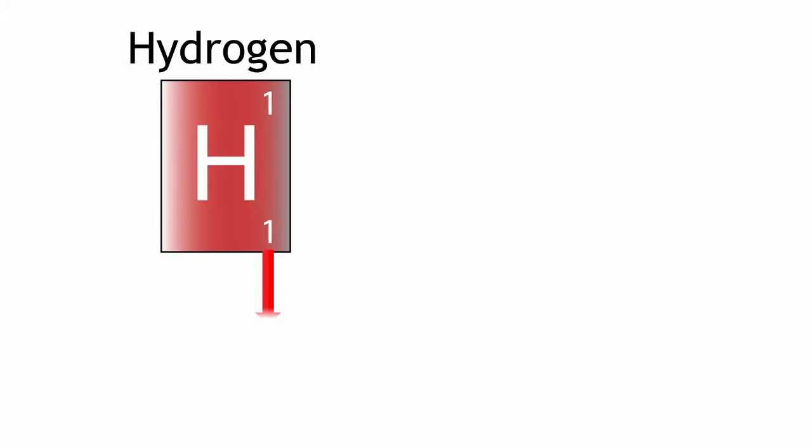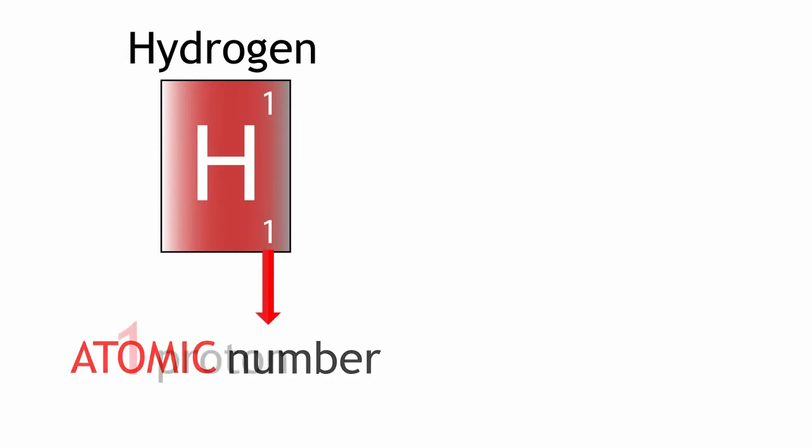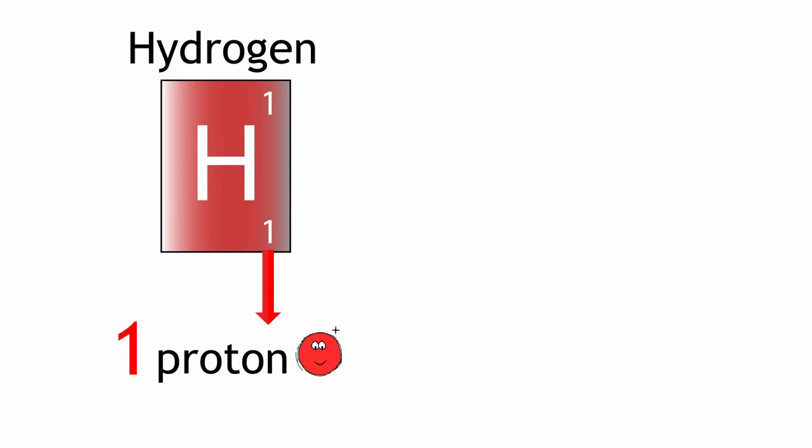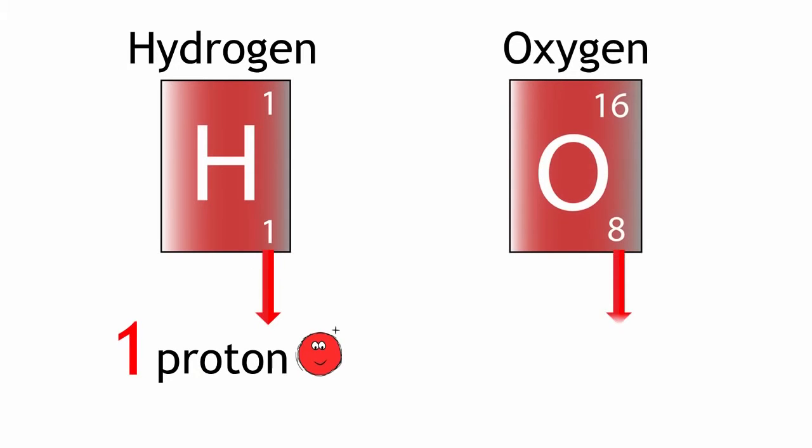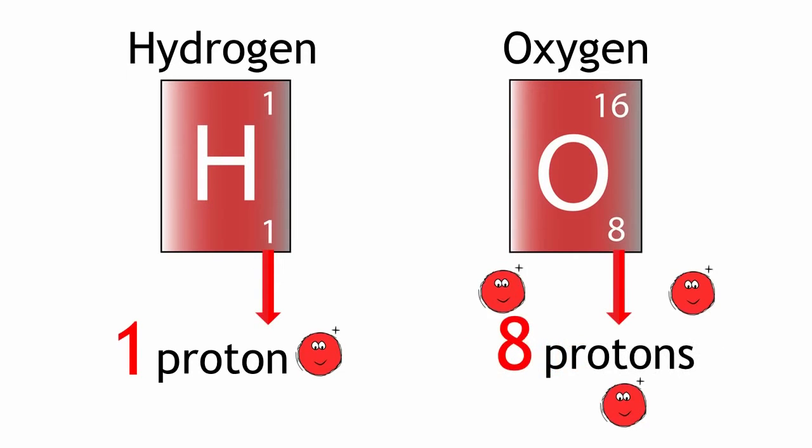For example, an atom of hydrogen has an atomic number of 1 because it has 1 proton, but an atom of oxygen has an atomic number of 8 because it has 8 protons.